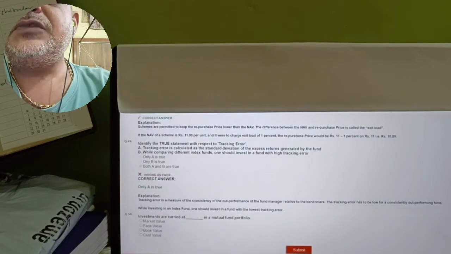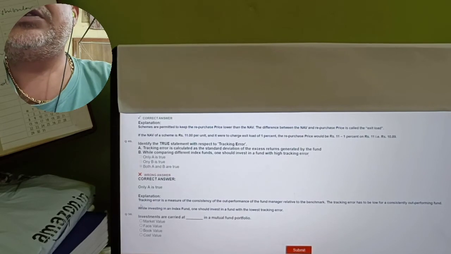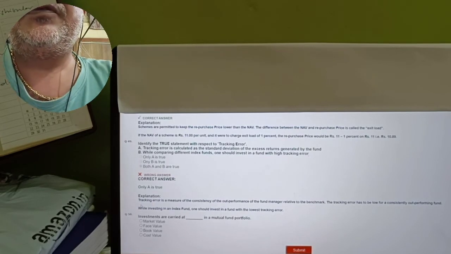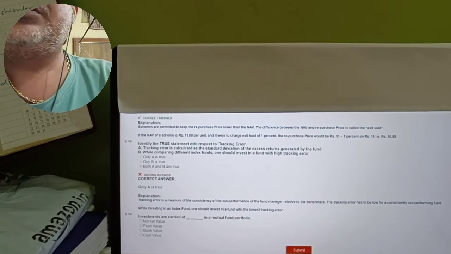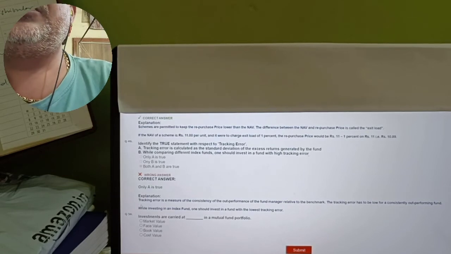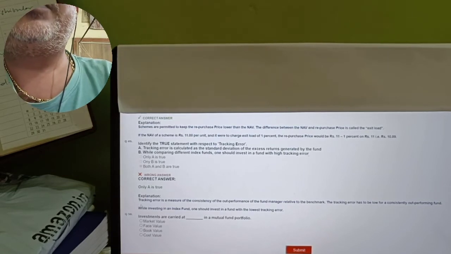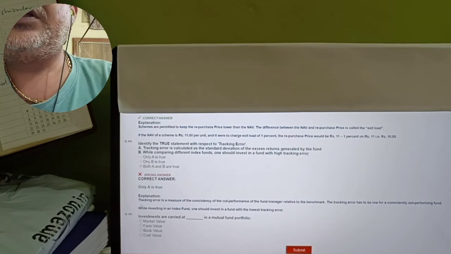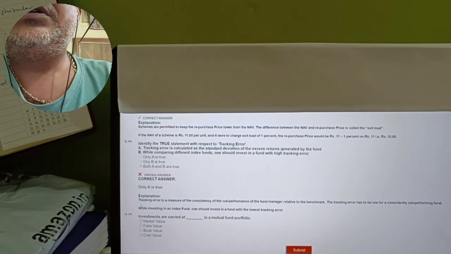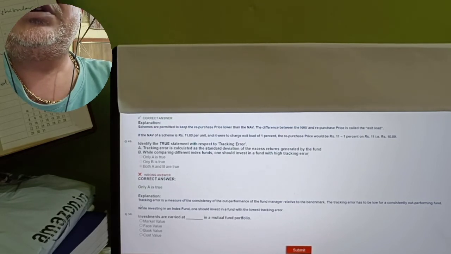Reason: tracking error is a measure of consistency of the outperformance of a fund manager relative to the benchmark. Tracking error has to be low for a consistently outperforming fund. While investing in an index fund, one should invest in a fund with the lowest tracking error.